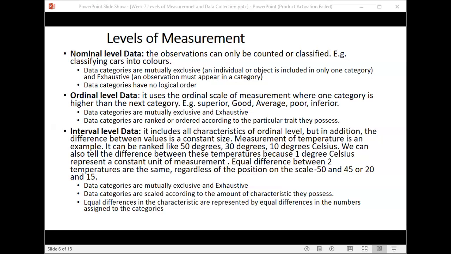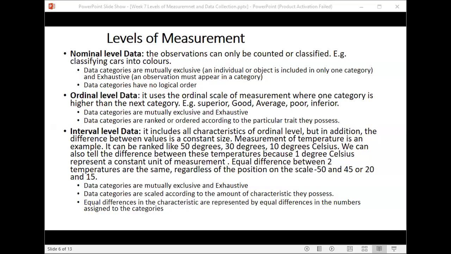Level 300 or the third one is also higher than the second and obviously the first one. So it means that it has all the characteristics of the second one, which obviously has all the characteristics of the first one, but it has something else that makes it superior. And that is the reason why we have ranked it on a higher scale than the ordinal and then the nominal. So what are the characteristics? Data categories are mutually exclusive and exhaustive, like the first one. Data categories are scaled according to the amount of characteristics they possess, so you can put them in some order, which is the second one.